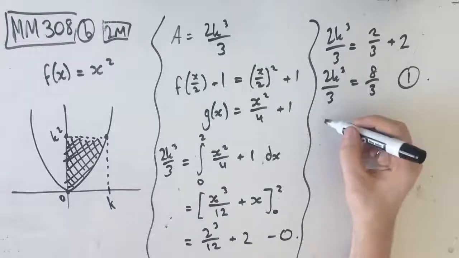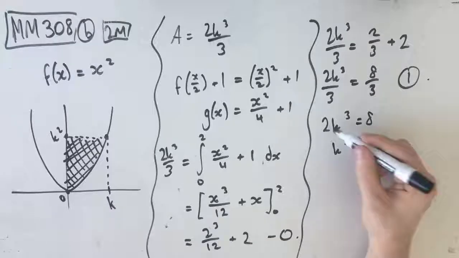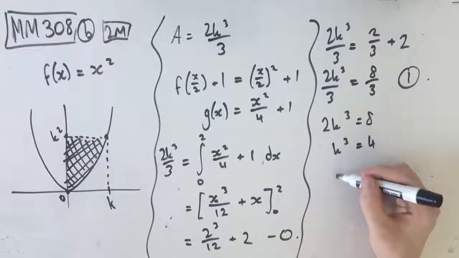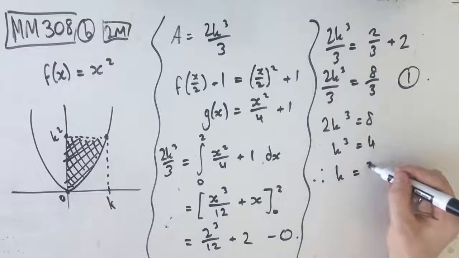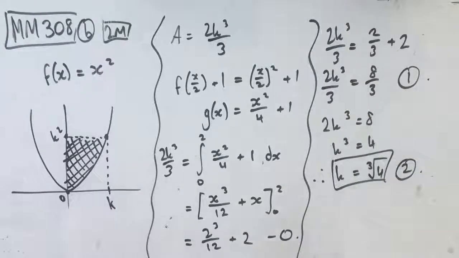So I'm going to multiply both sides by 3, which means I get 2k cubed equals 8, k cubed equals 8 divided by 2, which is 4. So therefore k is equal to the cubed root of 4. That's it. So that's our second mark, guys, and our final answer for part B.